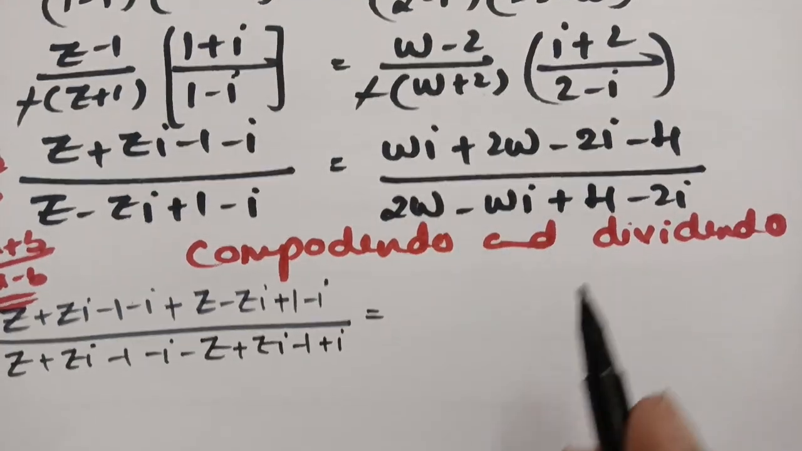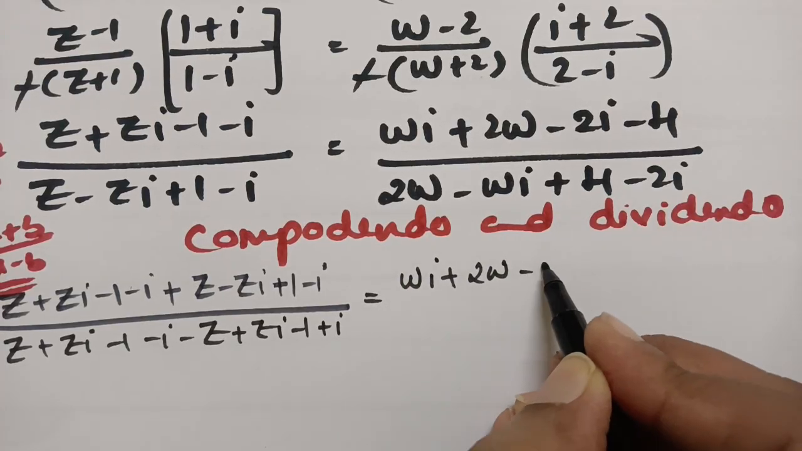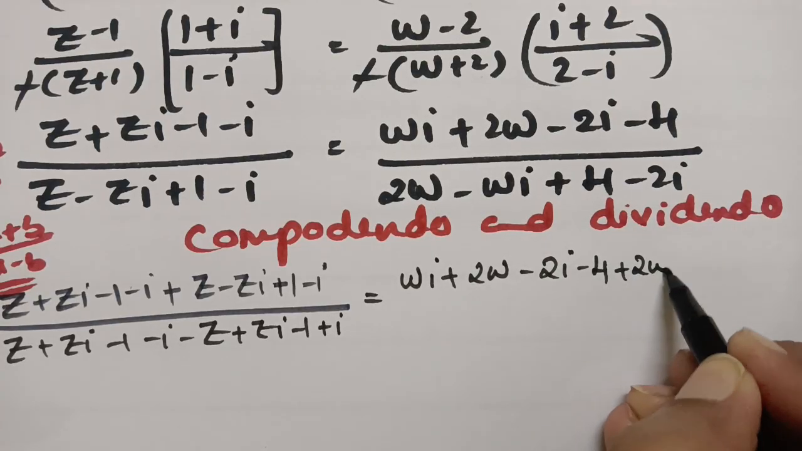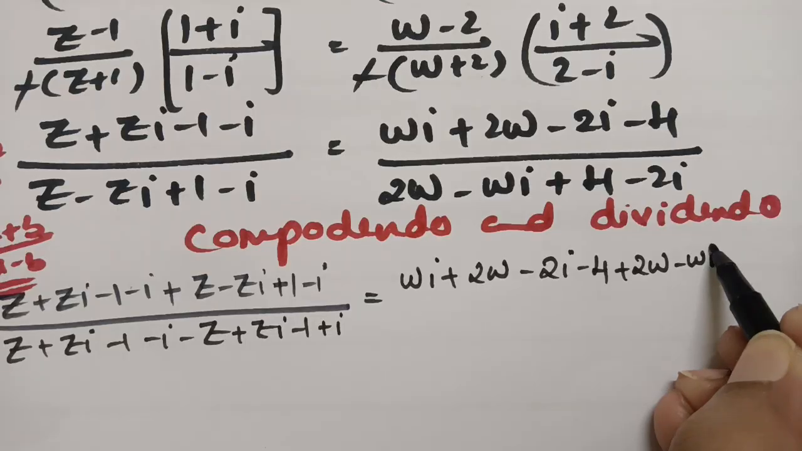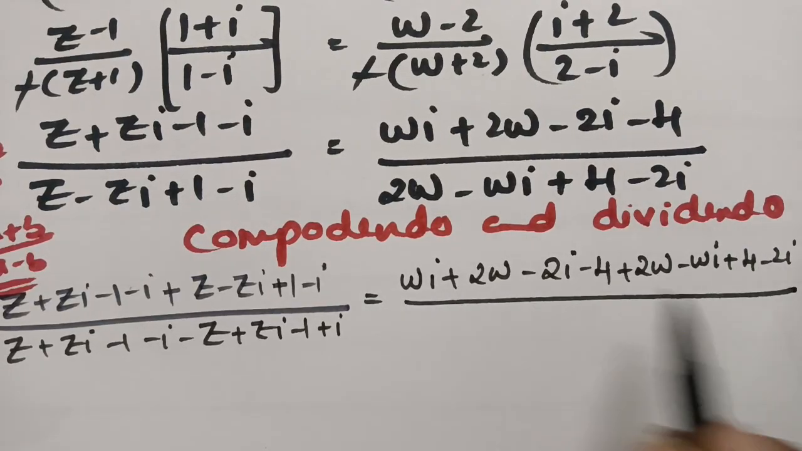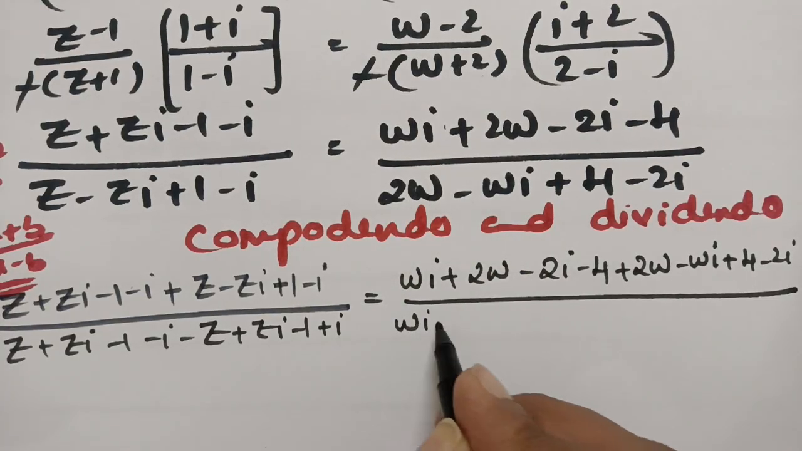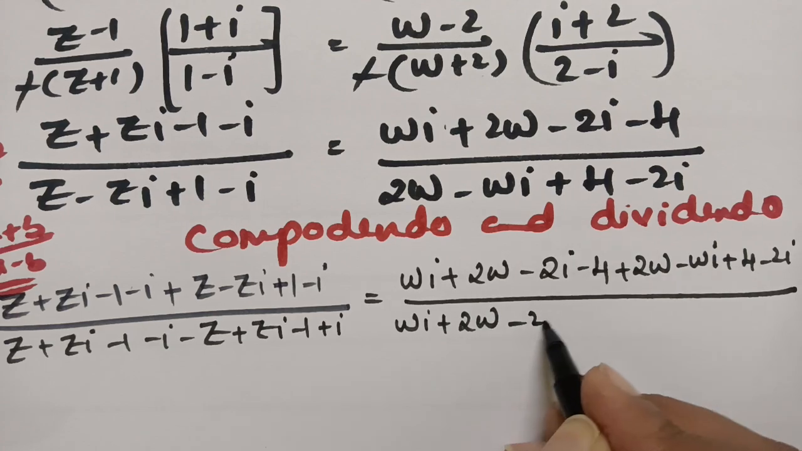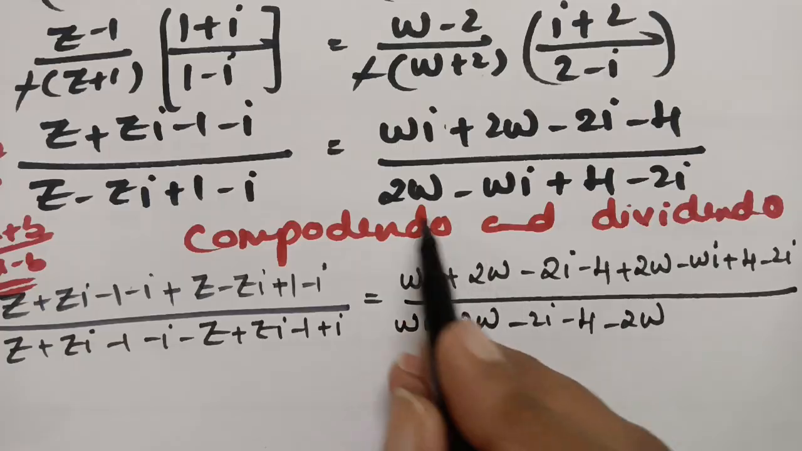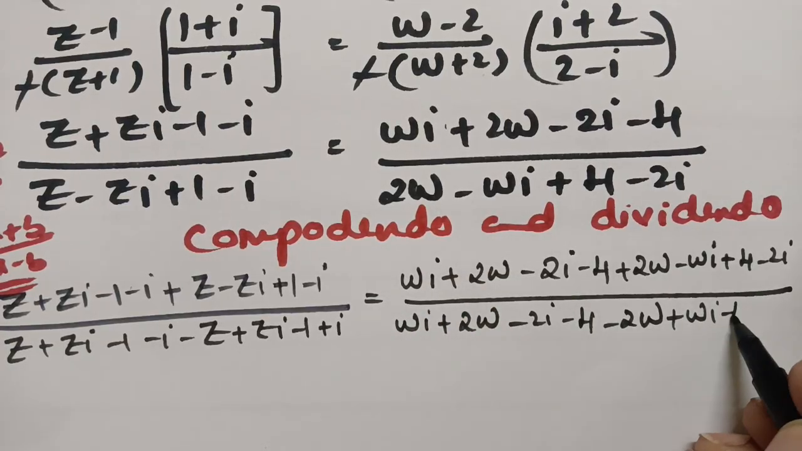So we have to add these two. This is Wi plus 2W minus 2i minus 4 and again I am adding this one. This is 2W minus Wi plus 4 minus 2i divided by. Now we have to subtract these two. So W plus 2W minus 2i minus 4. Now we have to make a subtraction. Minus 2W plus Wi and this is minus 4.